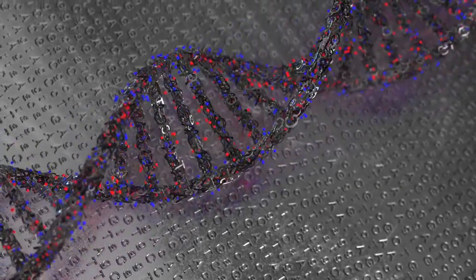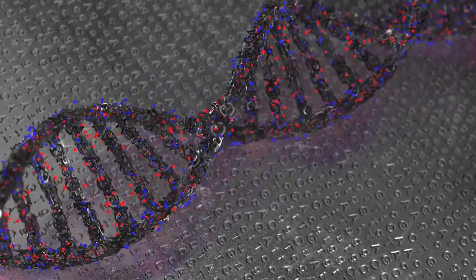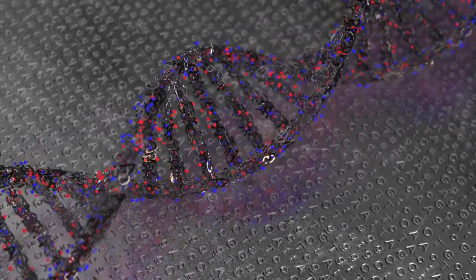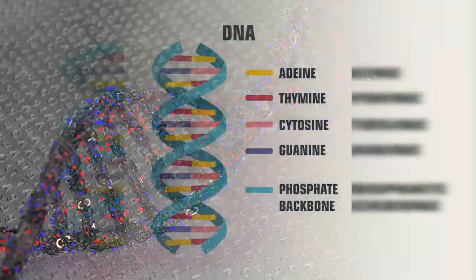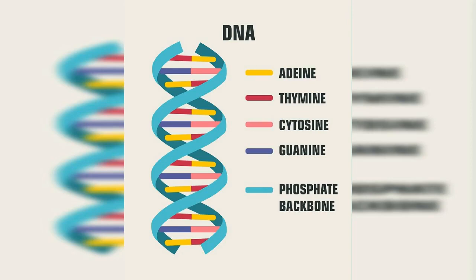Deoxyribonucleic acid, or DNA, is a long, double-stranded molecule that contains the genetic information for all living things. It is made up of 4 nucleotide bases: adenine, thymine, guanine, and cytosine. These bases pair up in a specific way. A always pairs with T, and C always pairs with G. The sequence of these base pairs determines the genetic code that contains the instructions for building and maintaining an organism.